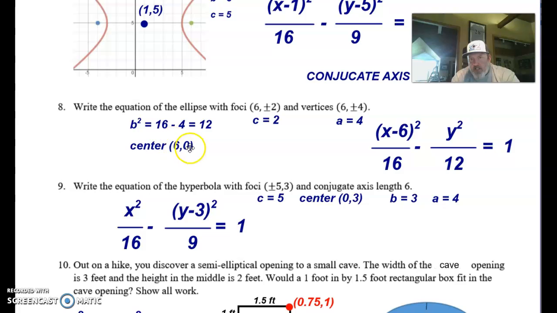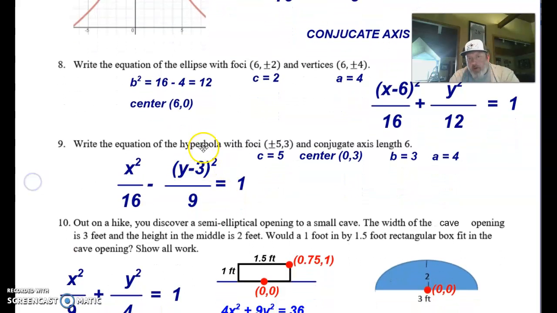Since I have my center point and A and B, I can now write that equation. And this is an ellipse, so that needs to be plus. Sorry about that oversight on my part. There we go.